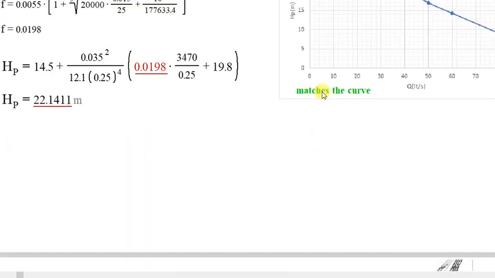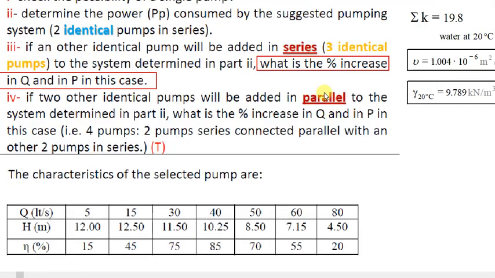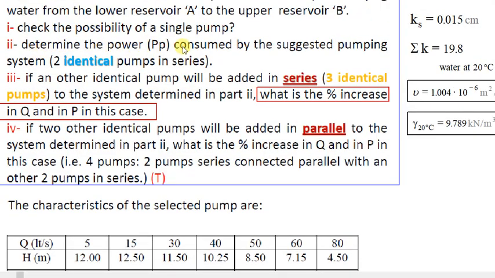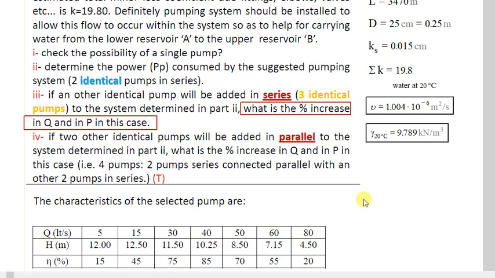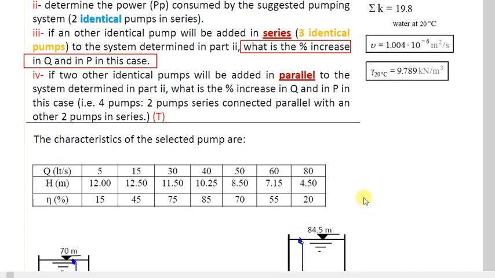Next is, they said, in this part, determine the power consumed by suggested pumping system. By 2 in series, they mean. So how can I find the power consumed? I should find the efficiency, because now we know the head of the pump, and we know this discharge. We need what? We need the efficiency. You can do the interpolation.